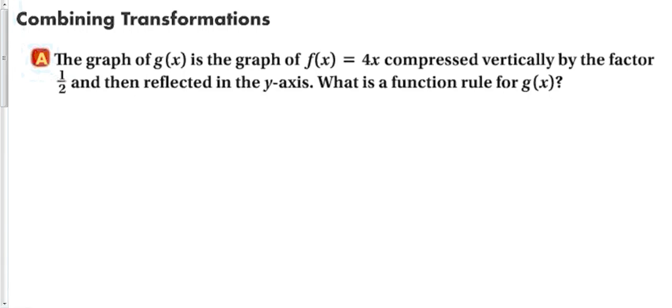Okay? So if we want to look at something like this, the graph of g of x is the graph of f of x equals 4x. So if we're going to start with this, and we are going to compress it vertically by a factor of 1/2, and then reflect it in the y-axis. Okay, so I'm going to compress it vertically by a factor of 1/2. I just multiply it by 1/2. And then I want to reflect it in the y-axis, so I'm just going to put a negative inside the function to reflect it in the y-axis.